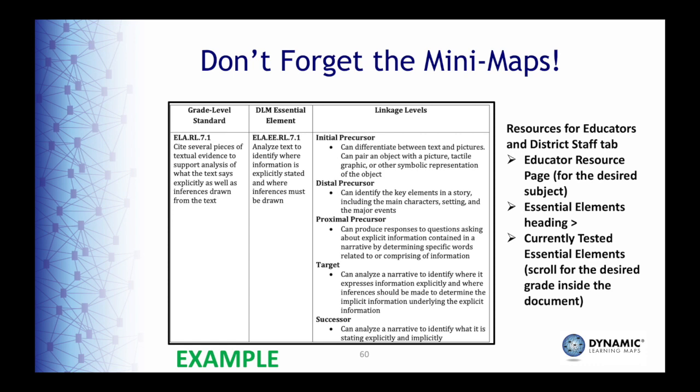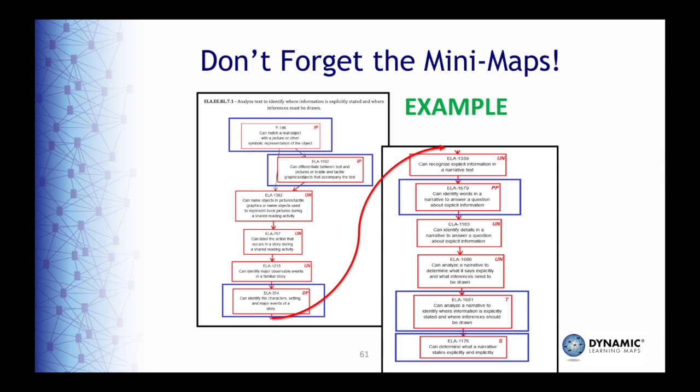The linkage levels are not shown in the test blueprints. Only the essential elements themselves are named in the blueprints. Shown here is the first page of the mini-maps document for ELA.EE.RL.7.1. The essential element is listed along with its linkage level statements. Continuing in the document, the mini-map is shown, which includes the arrowed connections that show the possible pathways of learning students may take from student to student. This particular mini-map spans 2 pages.